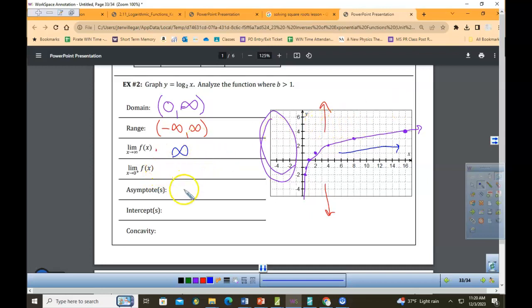As I go to infinity. Now, what happens as I approach 0 from the positive, from the right side? Well, I'm going to go down to negative infinity.